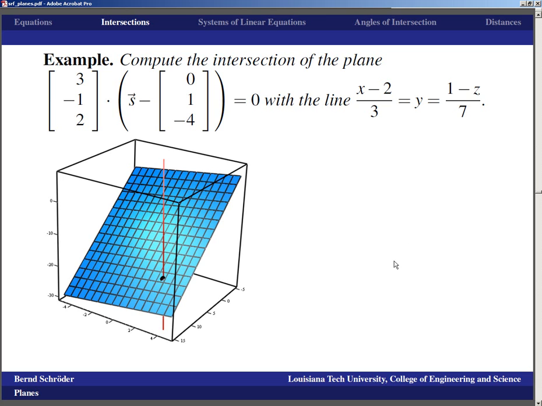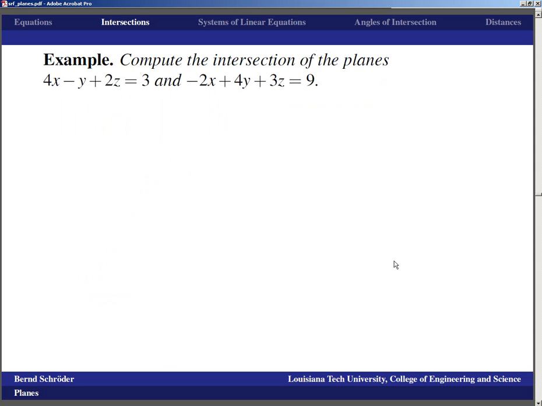This point really is the intersection point. When we talk about intersections, we could also compute the intersection of two planes. So let's take a look at the planes 4x minus y plus 2z equals 3, and the plane negative 2x plus 4y plus 3z equals 9.